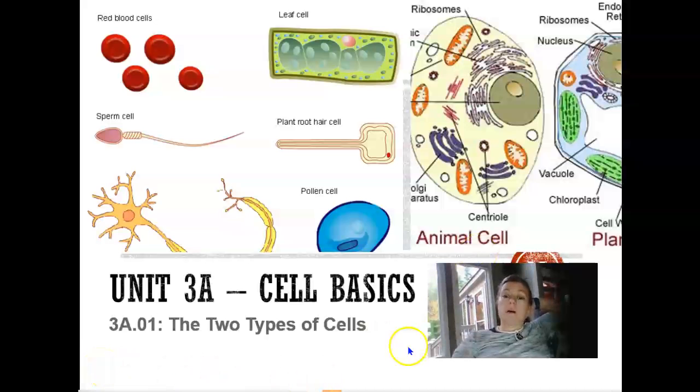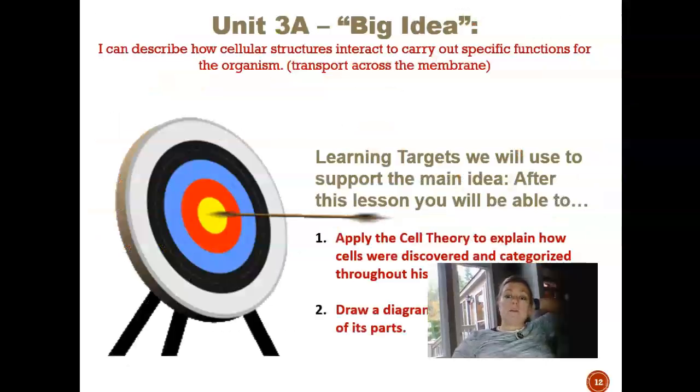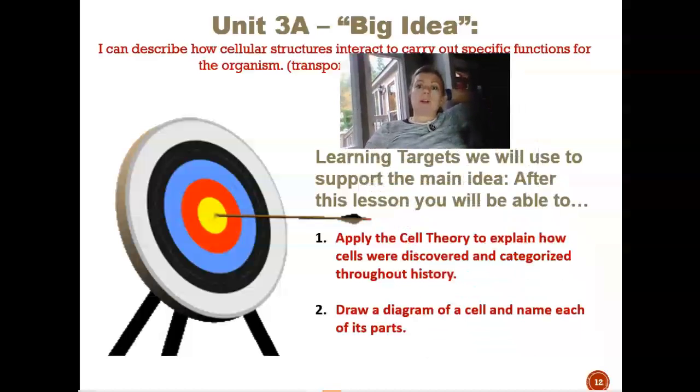Welcome back. We are going to finish up talking about cell basics, and we're going to focus on two types of cells that are most important that you can tell the difference between. The big idea, again, is to describe cellular structures that are used to carry out specific functions for the organism. Like I said, we'll talk about transport specifically later. The learning target for this one is to draw a diagram of a cell and name each of its parts. So we're going to be focusing on two particular cell types in order to identify those diagrams.